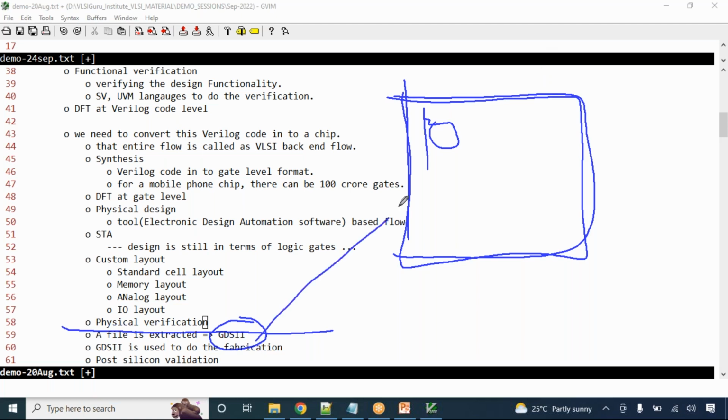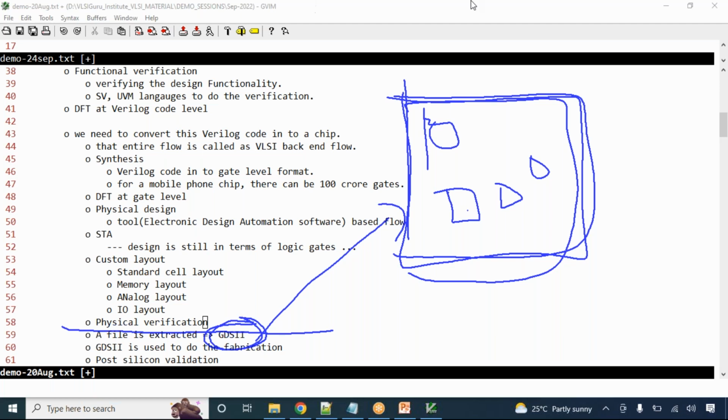So the GDS2 file talks about that information. Like this is the silicon. In silicon, where the metal will come, where the gate will come, where the p doping will come, where the n doping will come. For every point in the chip, they will tell what will come here, here, and here. That is what a GDS2 file is. GDS2 is like three-dimensional information which tells what should be done at what point inside the chip.